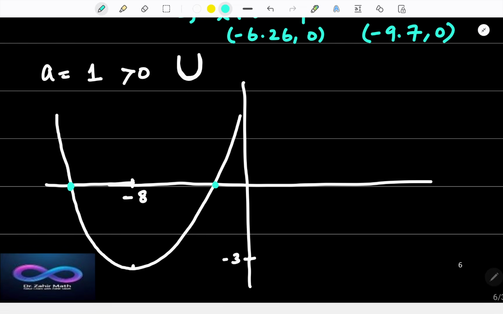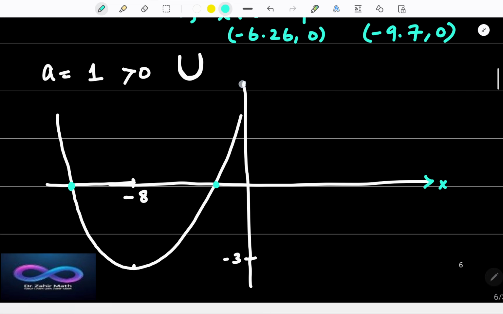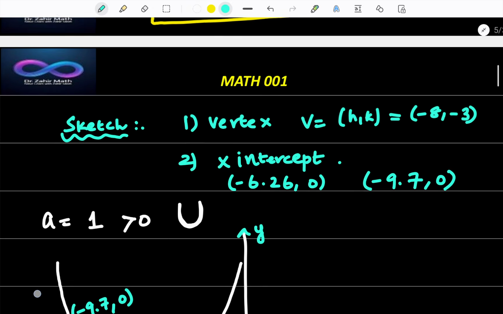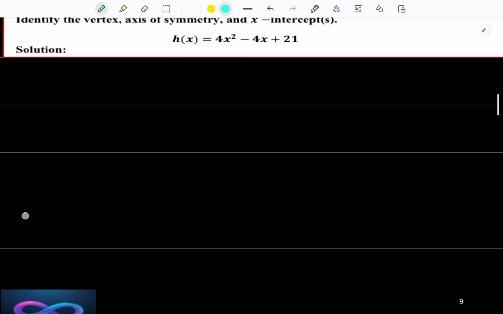And these 2 points you need to get. That is your x-intercept. This is your x-intercept, which is minus 6.26 comma 0, and this is minus 9.7 comma 0. So this is your required parabola. Clear all of you? Let's go to the next question.